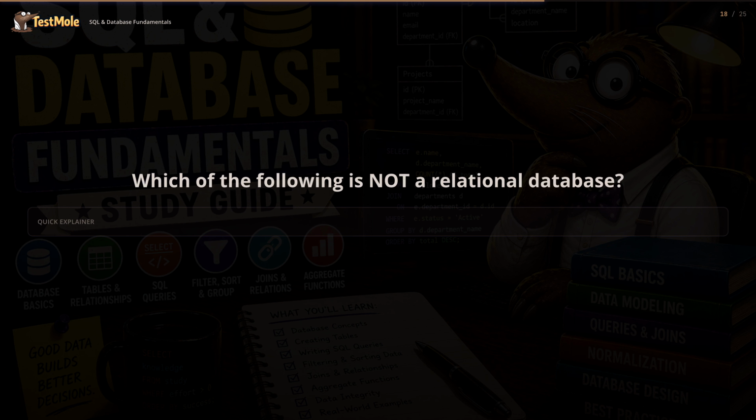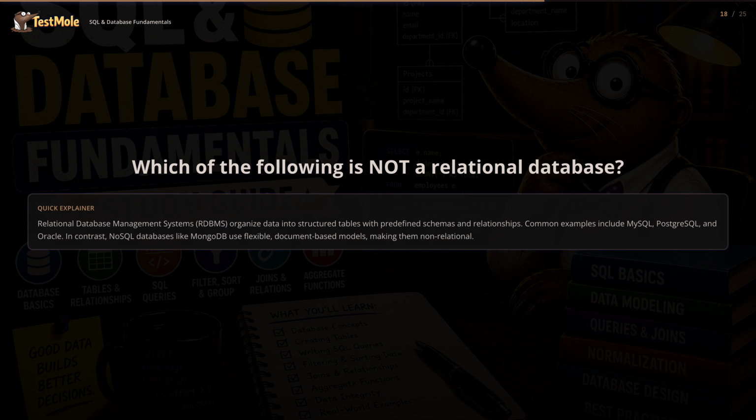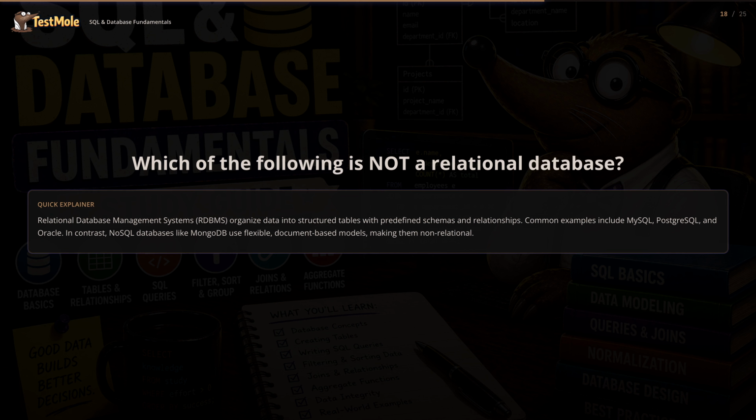Which of the following is not a relational database? Relational Database Management Systems, RDBMS, organize data into structured tables with predefined schemas and relationships. Common examples include MySQL, PostgreSQL, and Oracle. In contrast, NoSQL databases like MongoDB use flexible, document-based models, making them non-relational.